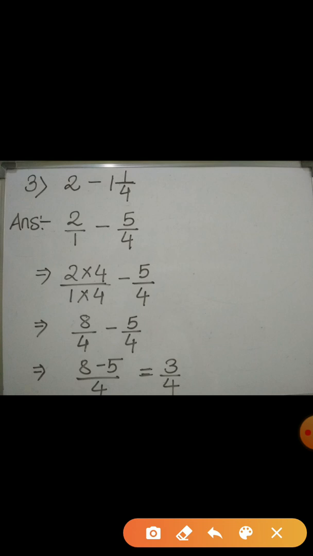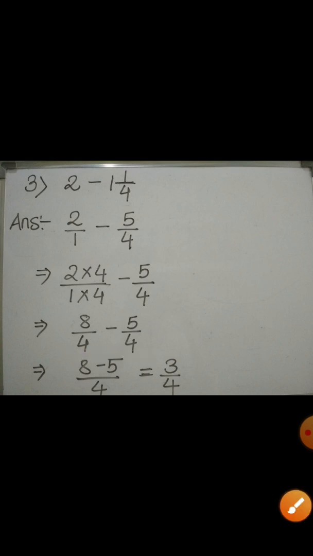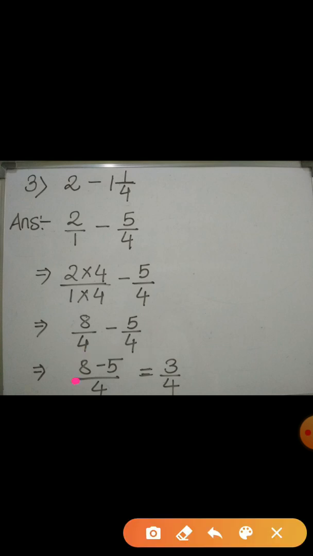After solving, what will you get? Yes, 8 by 4 and 5 by 4. 8 by 4 and 5 by 4 are like fractions. Hence to subtract, we subtract only the numerators and copy the denominator. Hence, what will come? 8 minus 5 upon 4, which is equal to 3 by 4. So 3 by 4 is the required difference of the given two numbers.